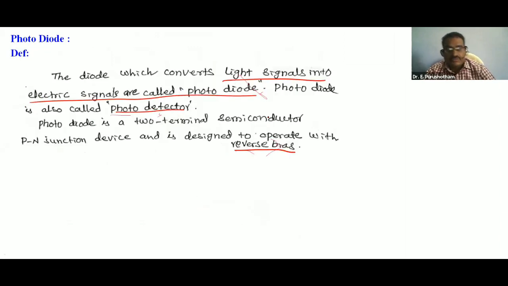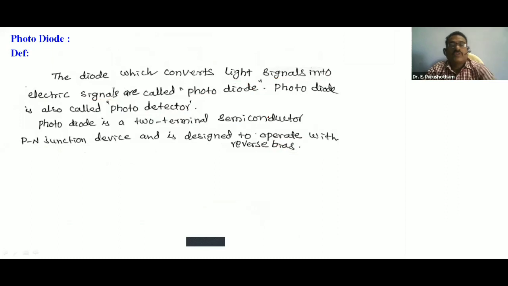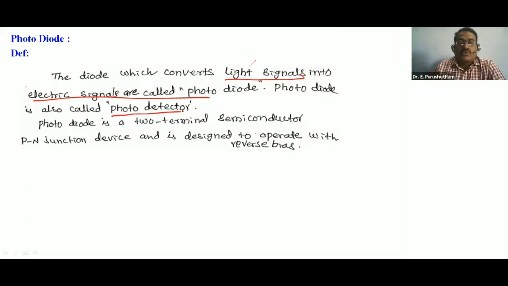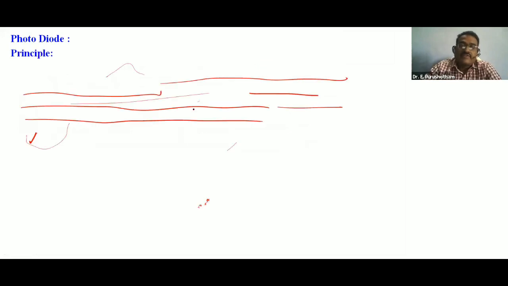So, photodiode. Photodiode definition: the diode which converts light signals into electrical signals is called a photodiode. These are also called photodetectors. A photodiode is a two-terminal semiconducting PN junction device and is designed to operate with reverse bias.